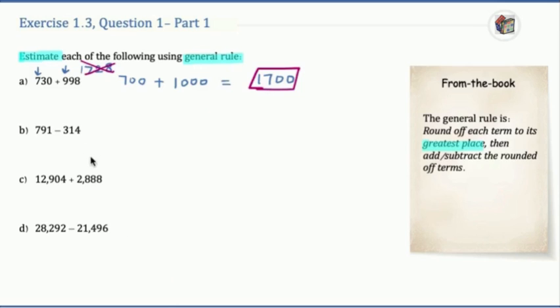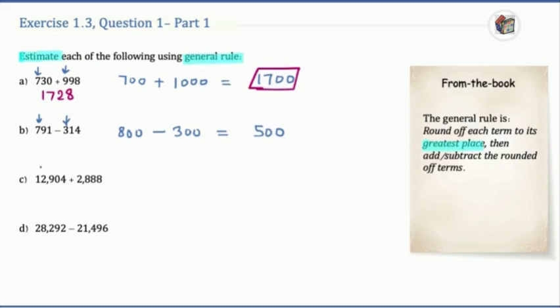Alright, let's start part B. So the greatest place in both of them is again the hundreds place. 791 is closer to 800 as compared to 700. 314 is closer to 300 as compared to 400. And then I subtract these two and I get 500. Let's try part C now.